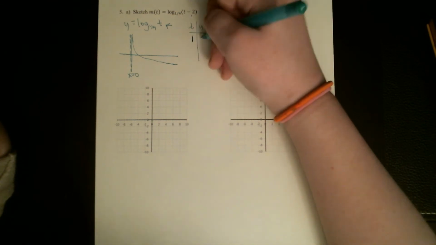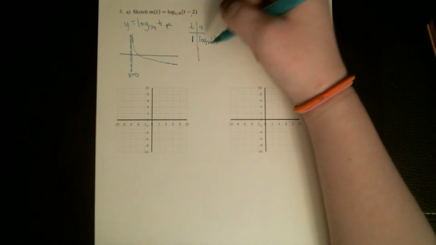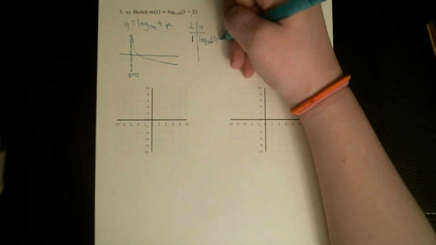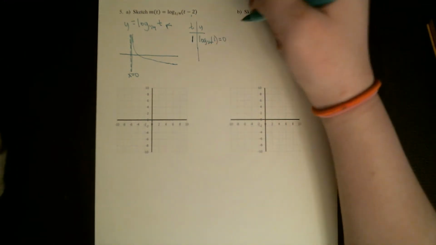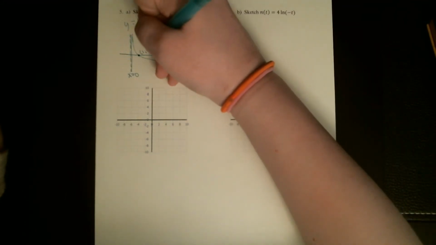We would be asking ourselves, what is the log base 1/4 of 1? What power of 1/4 gives you 1? And the answer to that question should always be 0. So this graph, as they all should, will go through (1, 0).